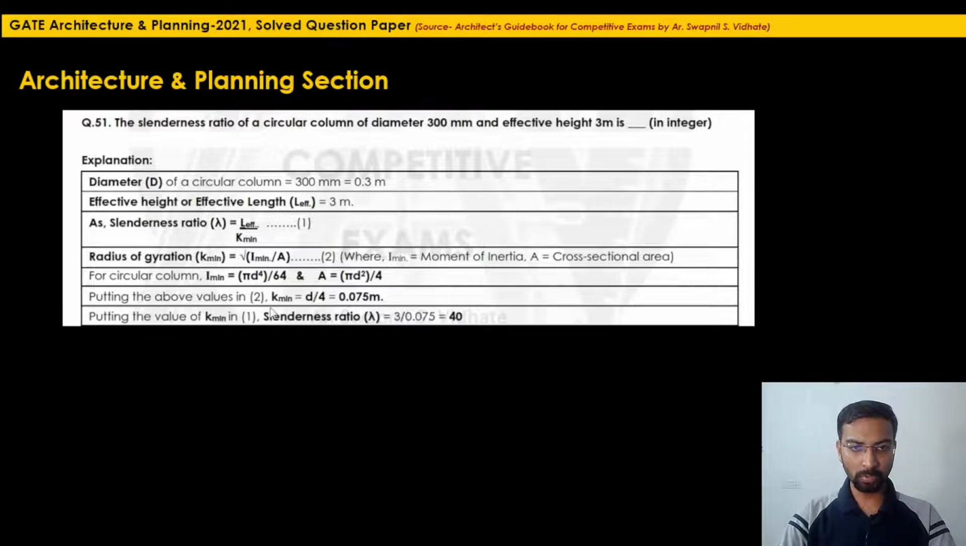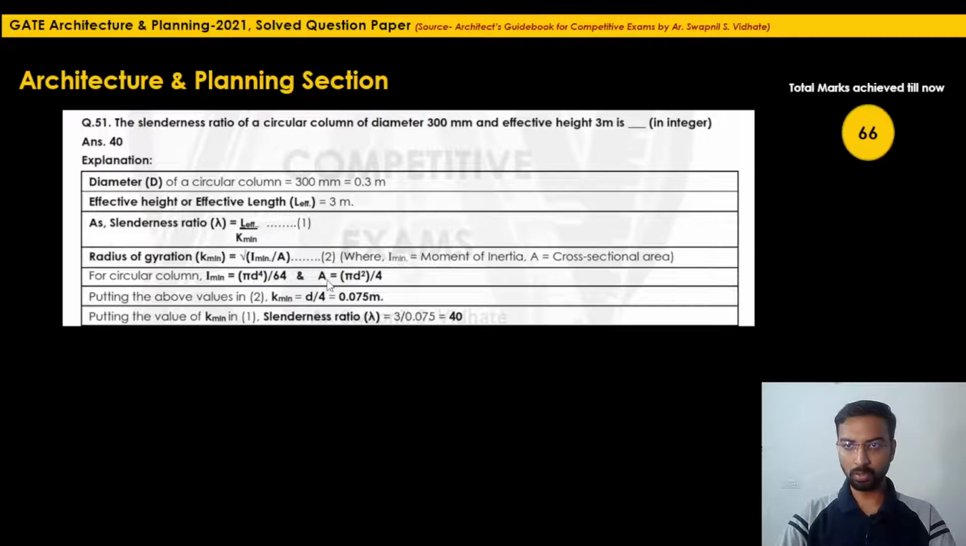So we will put this K minimum value in the first equation. L effective, we know, is 3 meter, and we will put the value of K minimum as 0.075 here in equation 1. So at the end, the slenderness ratio will be 3 divided by 0.075, which is equal to 40. So the final answer, as per the answer key, is 40. So here the answer we have found is correct.